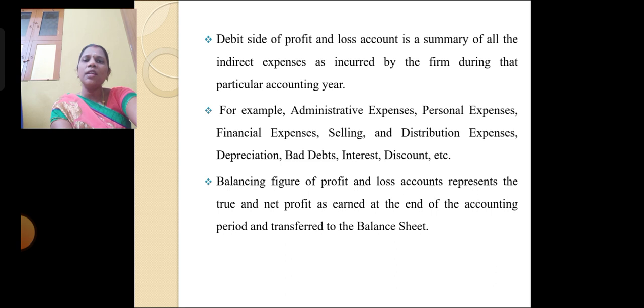All the revenue incomes occur on the credit side of the profit and loss account. The balancing figure of the profit and loss account represents the true net profit earned at the end of the accounting period, and it is automatically transferred to the profit and loss appropriation account, and that will be transferred to the balance sheet.